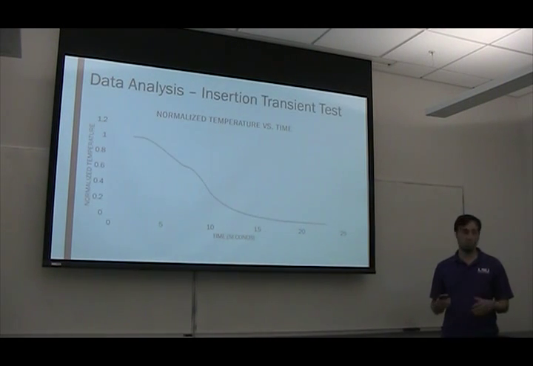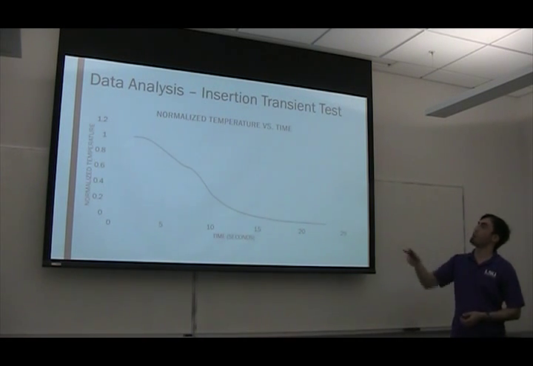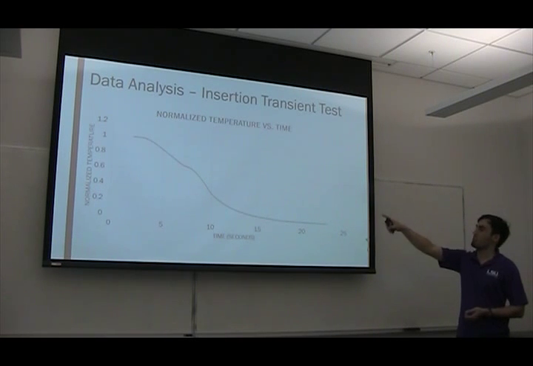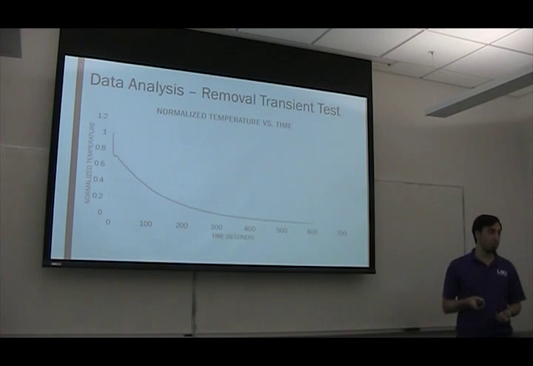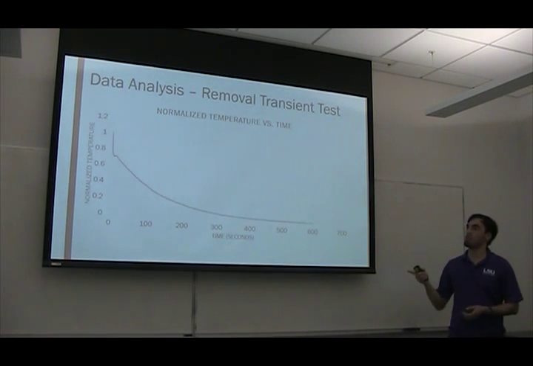The first thing I did when analyzing the data was normalize it. This is the graph for the insertion of the thermocouple. Start at 1, and as time goes on, it decreases down towards 0. The same thing happened for removal, except it took a lot longer. It was around 10 minutes, I think, that we had to wait for it to get back to around ambient conditions. For this, our initial temperature was, I think, 100 or 101, whatever it read steadily before we removed it.